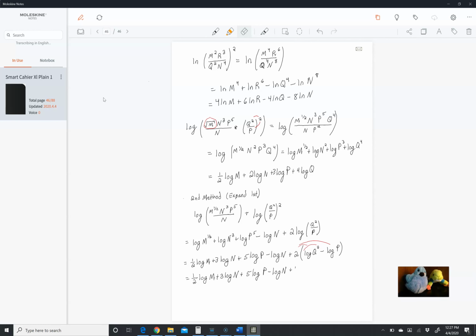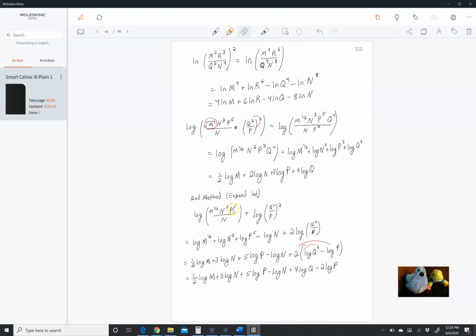So this becomes a 4 log q, because when we move this 2 out to the front, it's a 2, and then when we distribute it, 2 times 2 is 4. And then minus 2 log p. And then at the very end, this is where you combine like terms. So this is the same thing as doing n cubed over n is n squared. Notice we have a 3 log n minus a log n. That gives us the 2 log n that was up here.